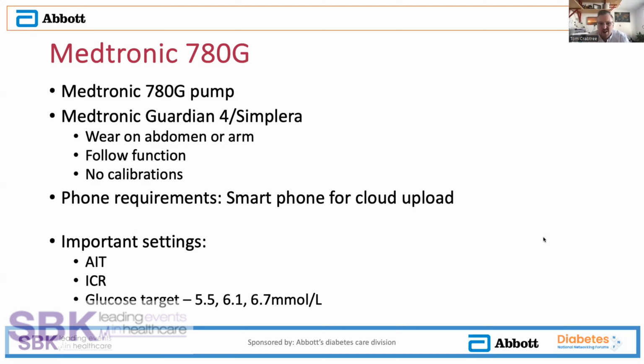And the settings that are important for the 780G, we've learned, are the active insulin time, which is more a function of how aggressive the system is at correcting people. So the lower the active insulin time, the better, trying to get it as close to 2 hours as possible. The carbohydrate ratio around boluses and the glucose target, where you've got a reasonably limited range of targets between 5.5 and 6.7, with a slightly higher temporary target, which you can set for a 24-hour period at a time.